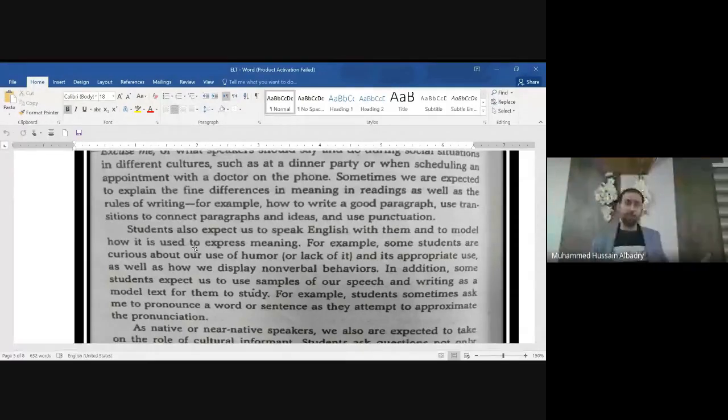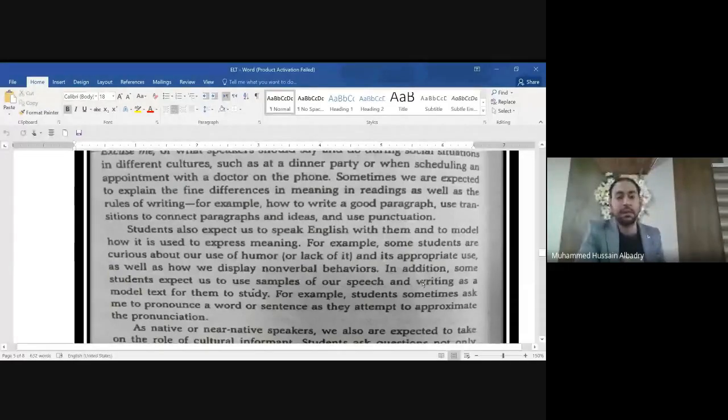You have to be a model speaker, to speak English well, to be perfect in English, because you know that students are curious about our use of humor. Humor means فكاهة, or lack of it, and its appropriate use, when to use it, in which situation you need to use humor, as well as how we display non-verbal behavior. Non-verbal means what? Using gestures, using fingers, facial expressions. Okay, not something spoken, using body language. This is what we mean by non-verbal behavior.